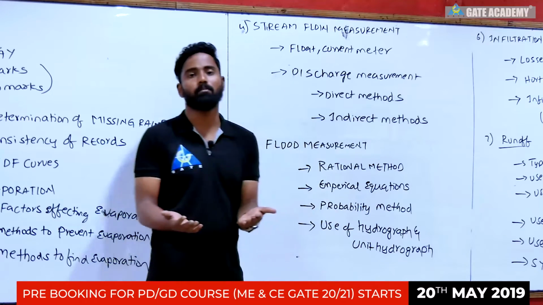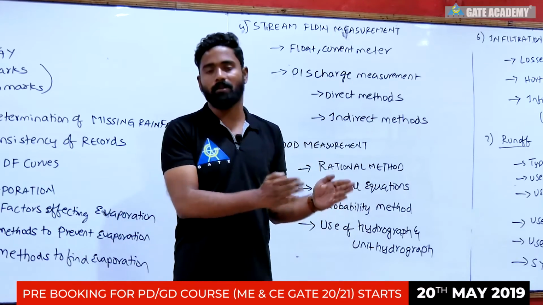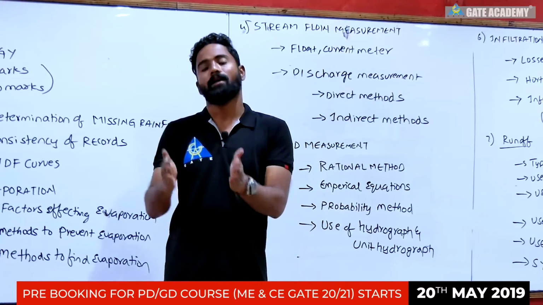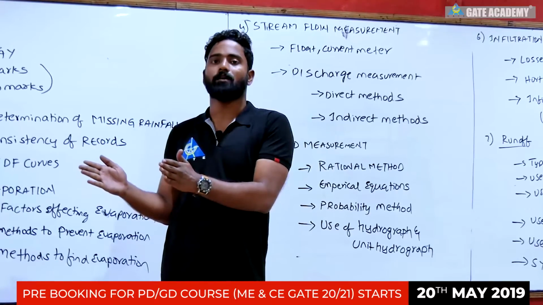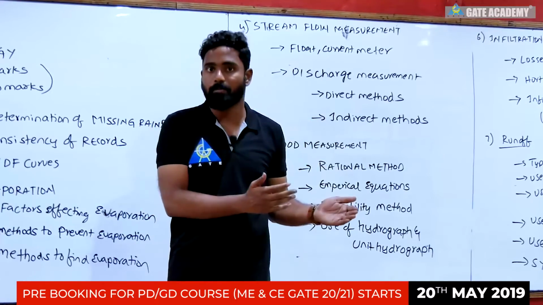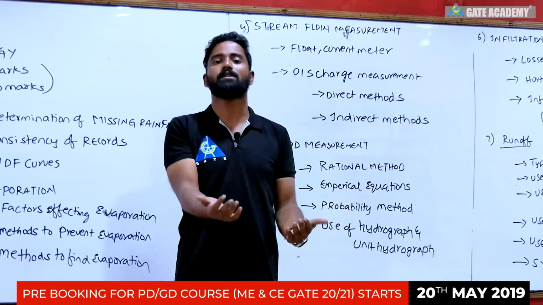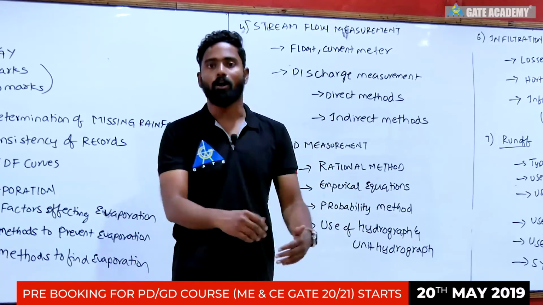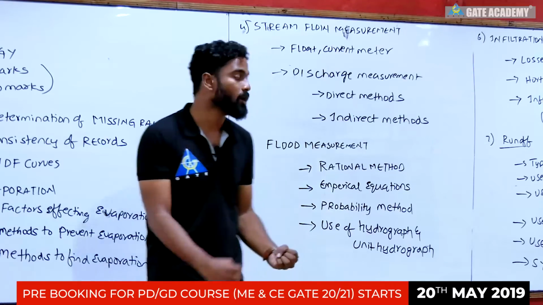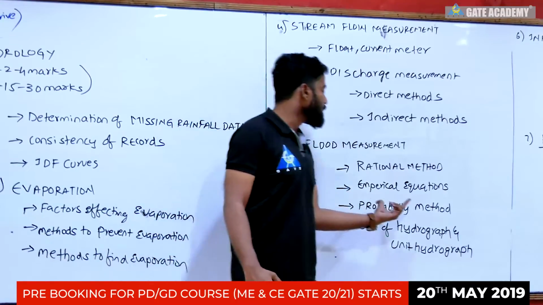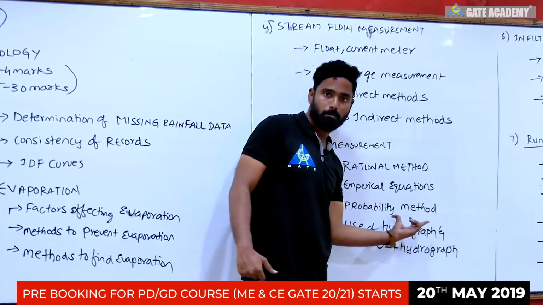There are 2 types of probability methods: theoretical probability method and statistical probability method. There is Gumbel's equation, a statistical probability method. There is a return period. What is return period? Return period means after how many years this much amount of flood or this much amount of rainfall comes. All those things will be discussed in the probability method.